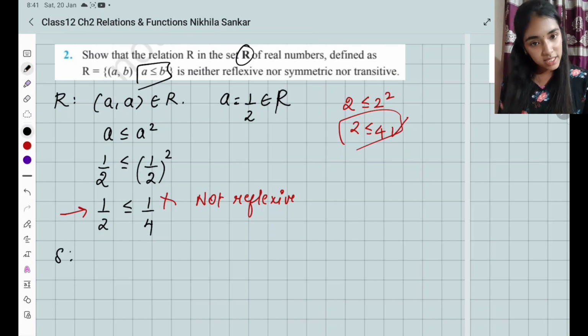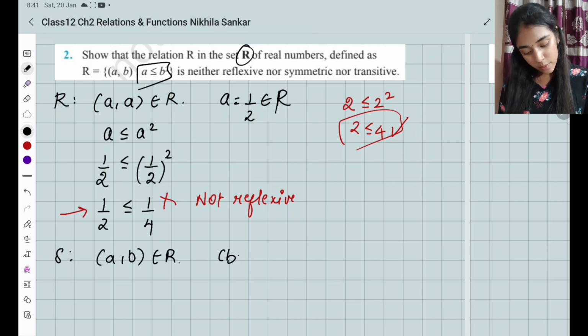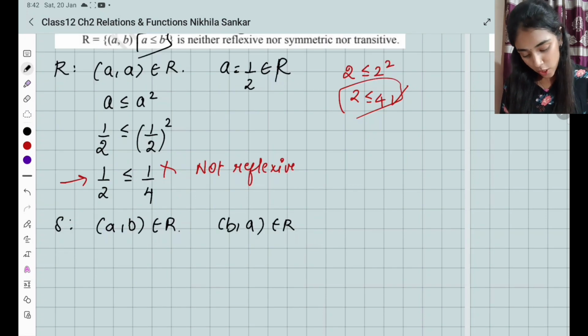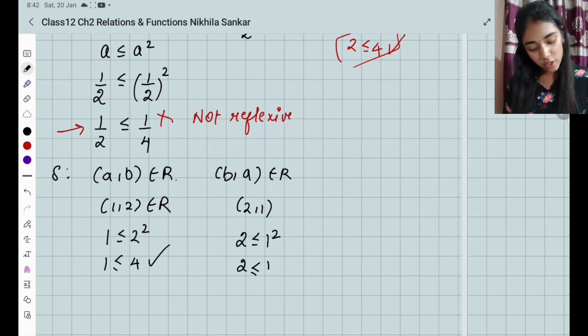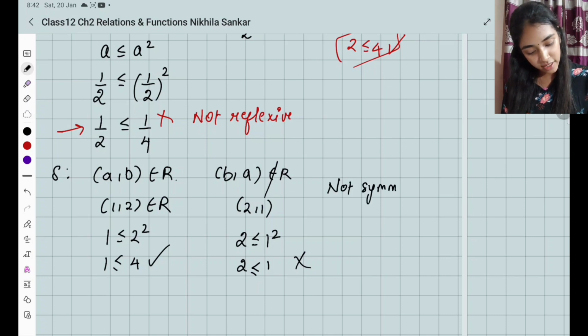Now symmetric, I'm going to take it the same way. So you have (a, b) belongs to R, which means (b, a) belongs to R. No. But let's take a small example. You have (1, 2) belongs to the relation. That means 1 less than or equal to 2 square, 1 less than or equal to 4. So this is going to be true. Now the other way around. If we take (2, 1), you have 2 less than or equal to 1 square. You have 2 less than or equal to 1. So this is not possible. So (b, a) does not belong to R. So it is not symmetric.